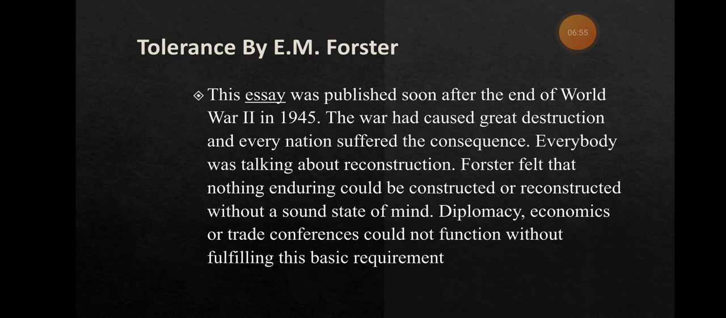Diplomacy, economics, or trade conferences could not function without fulfilling the basic requirement. So the basic requirement is that humanity should be saved, every human being should be saved. So we should not torture anybody. We should love one another. We should show mercy, whether we can or not, but we should not harm any persons. So this is the meaning given by this author Forster.